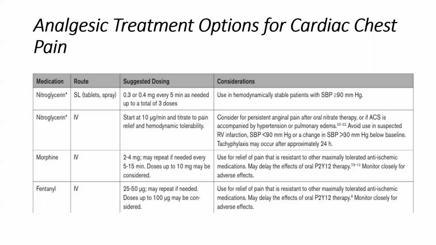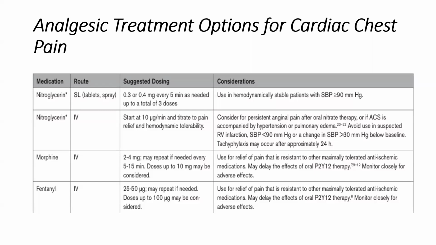If you are planning to administer nitroglycerin by IV route, then the dose is 10 microgram per minute. Before administering nitroglycerin, we should know that we are not dealing with any right ventricular infarction. The other drugs that we can administer are morphine and fentanyl.